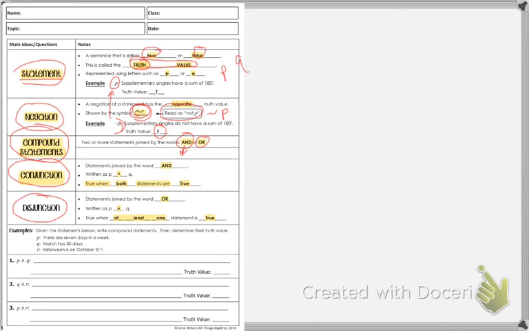Whenever we use the word and, it's called a conjunction. Okay? If we're putting two statements together using the word and, we're going to use this symbol. It looks like the top of a house. Okay? Notice how they use the letter P, then they use the conjunction and Q. Now if you're going to find the truth value of this conjunction, then both statements have to be true. If not, it's false.